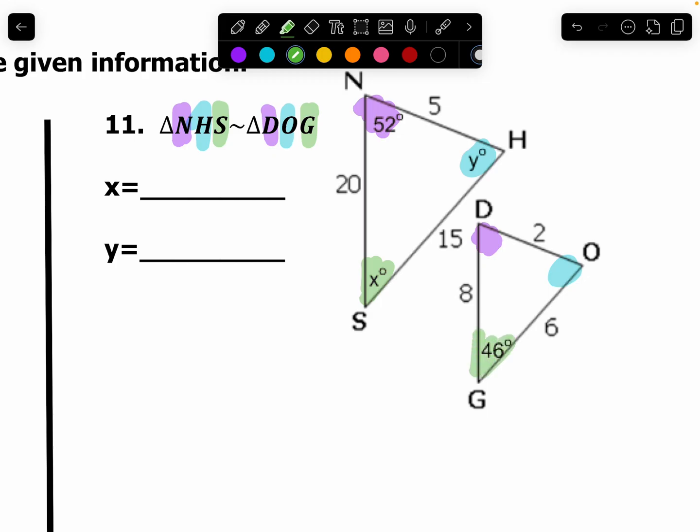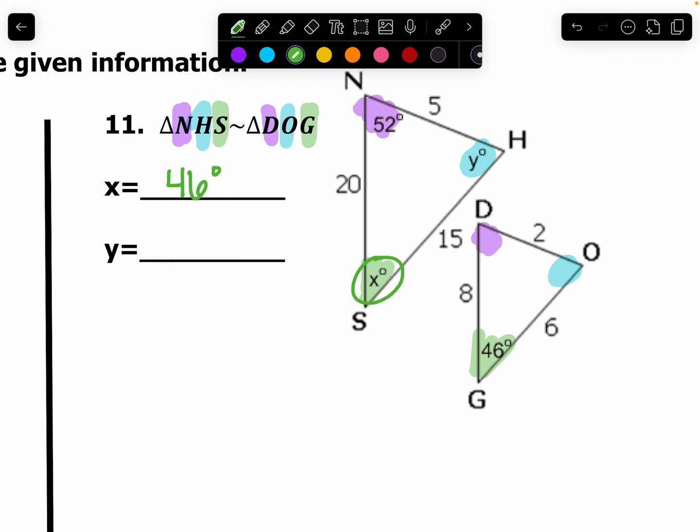correspond. All right, so right off the bat here, I see that angle S, which was like the X variable, is equal to angle G, so that's 46 degrees. Don't forget, for similar figures, the angles are equal. They are congruent, but the sides are proportional, not equal.